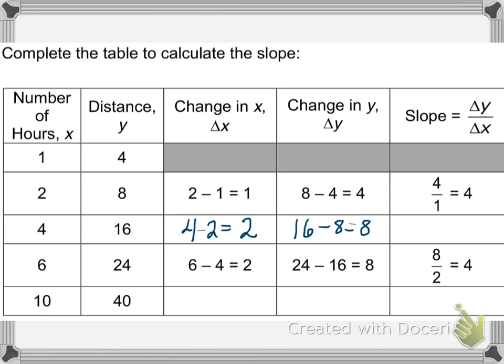It gives us 8. So now we take the change in our y values, which is also called delta y, which is the Greek letter that looks like a little triangle, over the change in x values. So we would take 8 over 2, and we need to reduce that to its simplest form, which is just 4. Now take a few moments and try to work the last problem on your own.